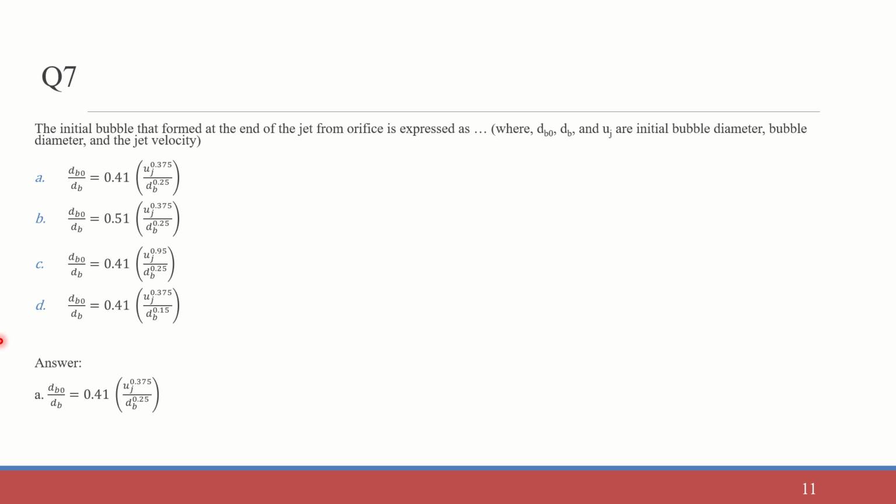But please make sure that the numbers in the equation are right, because the numbers given in the options are very closely related. Assignment problems you can solve because it would be fresh in your mind from where you have read, but in the final exam it might be difficult. So please make sure that you are aware of the numbers in the equations. So the answer is dB naught by dB is equal to 0.41 into Uj power 0.375 divided by dB power 0.25. So that is question 7. Now let us go on to question 8.